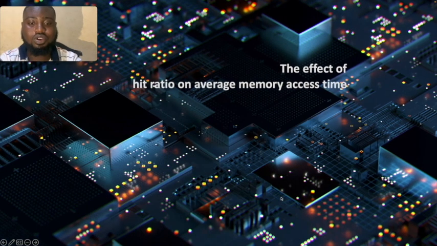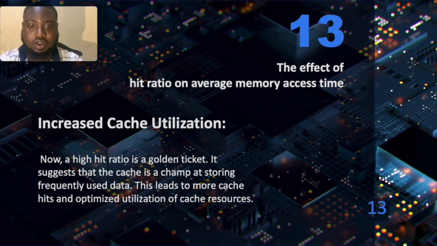Okay, going on to the second effect of hit ratio on average memory access time, we have increased cache utilization, where a high hit ratio we say is a golden ticket, because it suggests that the cache is a champion at storing frequently used data, and this leads to more cache hits and optimized utilization of cache resources.